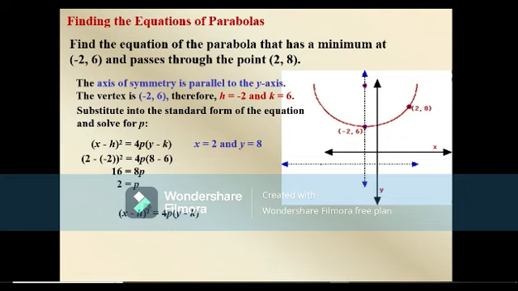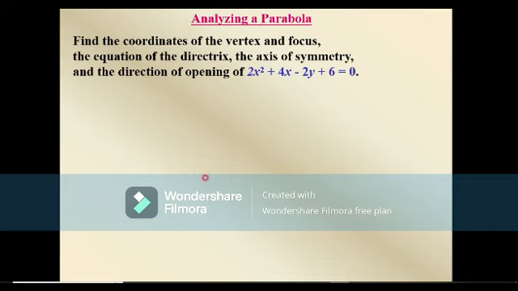So let's go back to the standard form and substitute the value of p. So x minus negative 2, that is our h, and then our k is positive 6, and our p is 2. So we have here (x + 2) squared is equal to 8(y - 6). This is now the standard form. Okay, so even if we're given the vertex and the point on the parabola, we can still solve for the standard form. Okay, next.